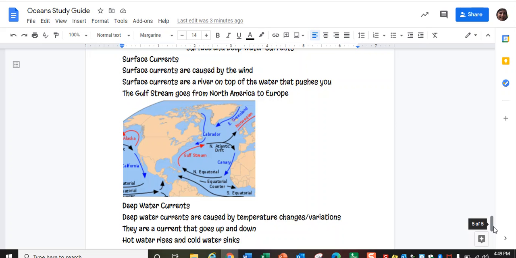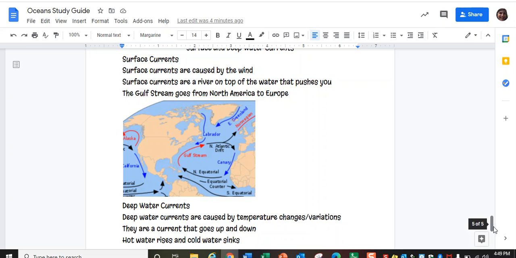They look like a river on top of the water that pushes you. So remember in Finding Nemo when we watched that clip and they were with the turtles and it was pushing them in this kind of river at the top of the water. That's a surface current.